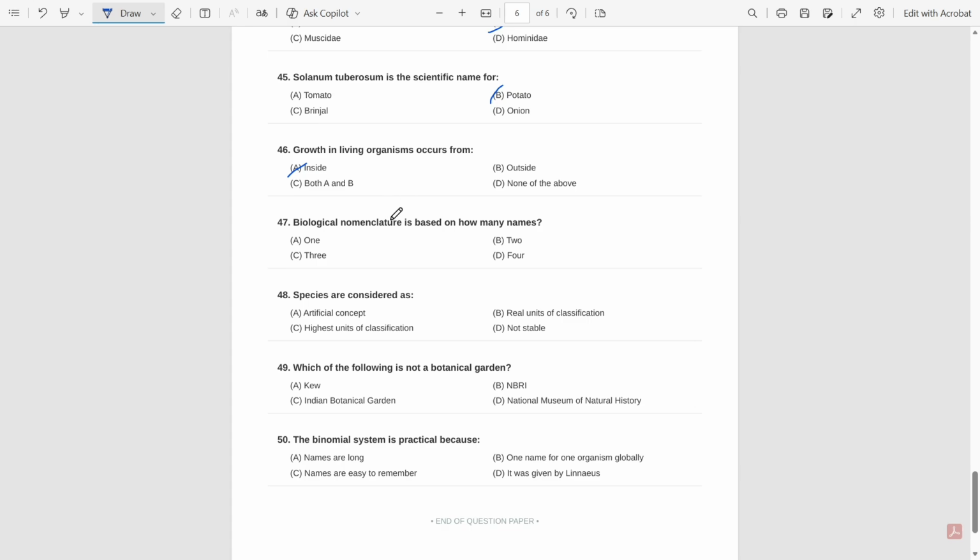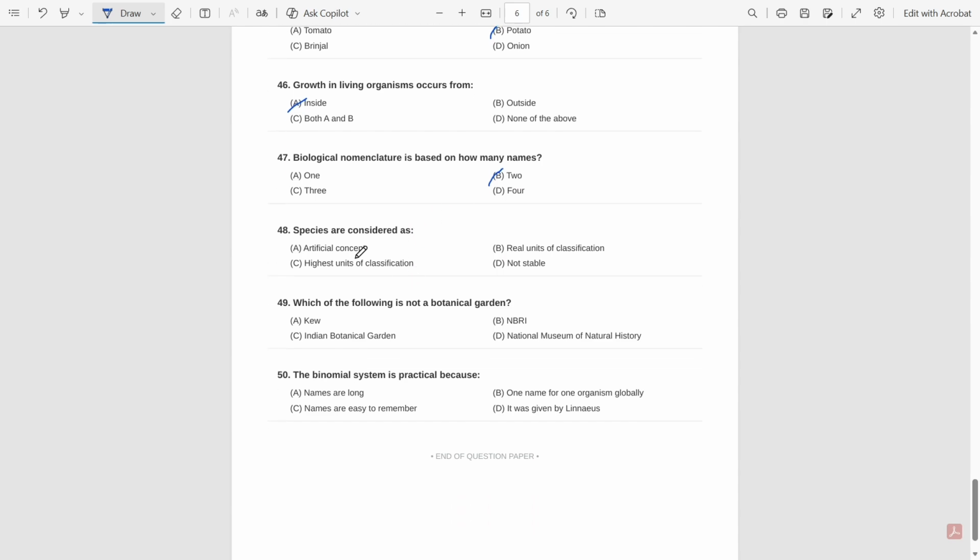47. Biological nomenclature is based on how many names? A. 1, B. 2, C. 3, D. 4. B. Why it consists of the genus name and the specific epithet. 48. Species are considered as A. Artificial concept, B. Real units of classification, C. Highest units of classification, D. Not stable. B. Why species are the only real biological units capable of interbreeding.